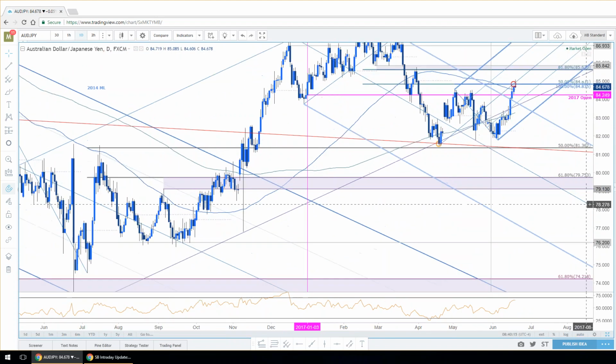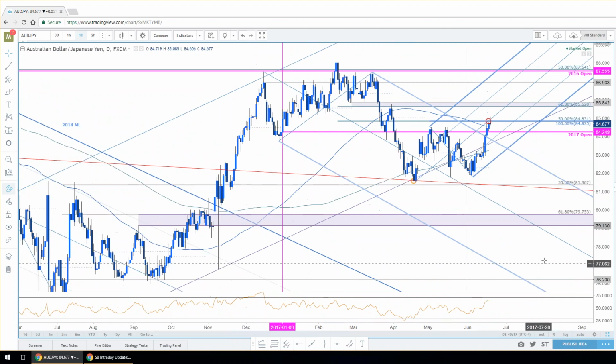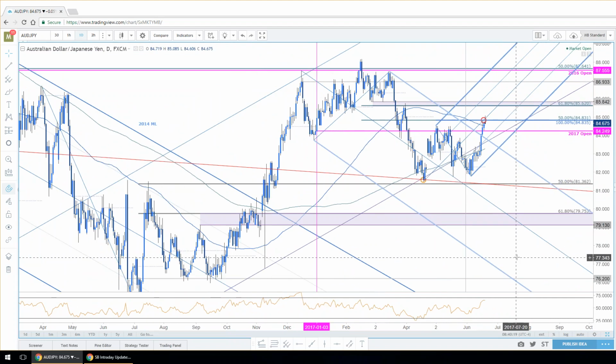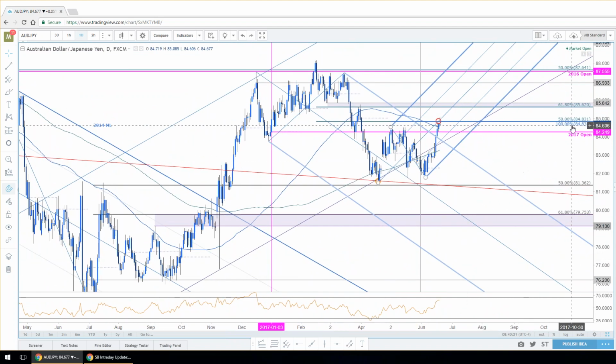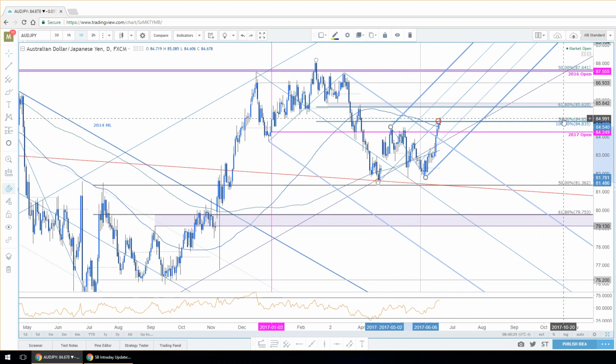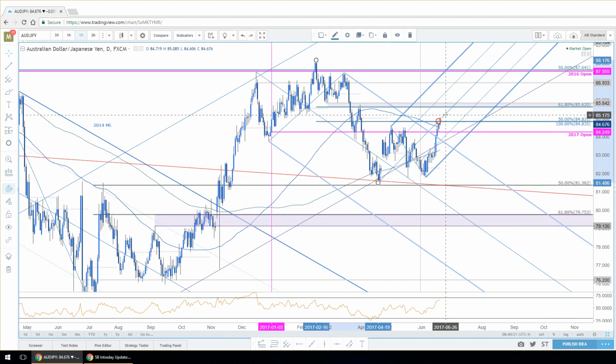So here's what Aussie dollar looks like on the daily chart. Okay, you guys know I love these confluences. This is a 100% extension from the advance off the lows. This is a 50% retracement of the 2017 trading range, and you have the median line of the current operative slope to the upside.